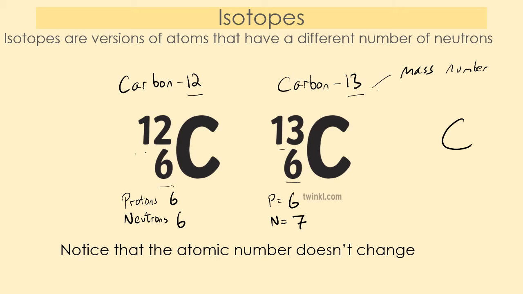We had a look at carbon 14. The proton number is still 6. Our neutrons is going to be 14 minus 6 equals 8. We can see here that the number of neutrons is changing. The atomic number will stay the same. If we change the atomic number, we change the element. And we're not doing that just yet.